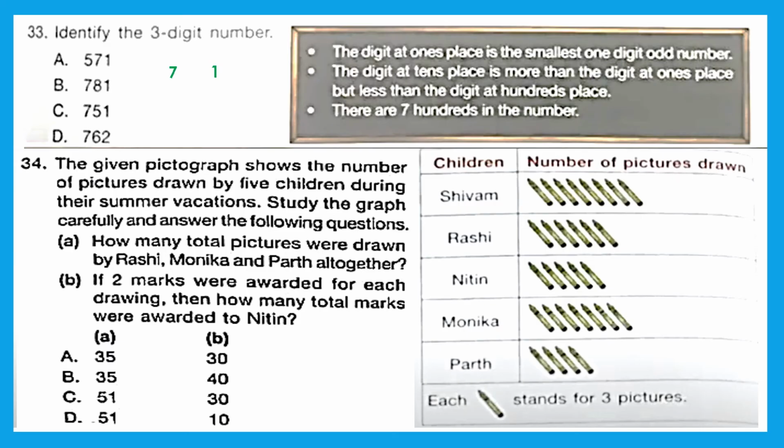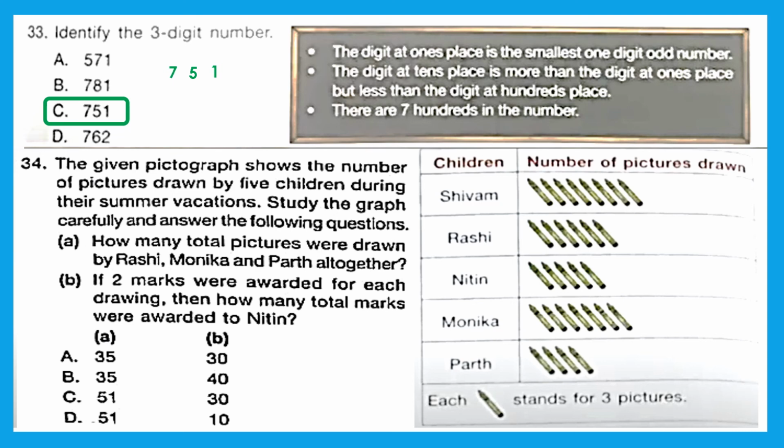Now let's come back to the second statement. The digit at the tens place is more than the digit at ones place. That means it is greater than 1 but less than the digit at hundreds place, and it is less than 7. So between C and B, only C is the right answer because at the tens place it is 5, whereas in option B tens place it is 8, which is greater than 7, which is not correct because they are telling that it is less than 7. So for us the right answer should be 751, option C.